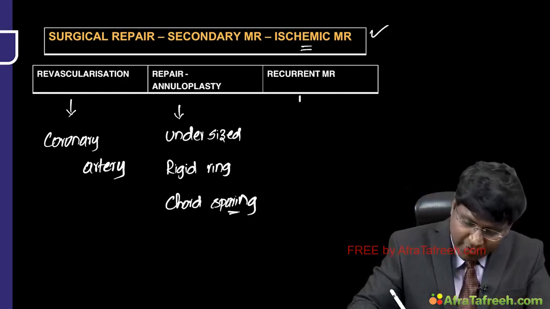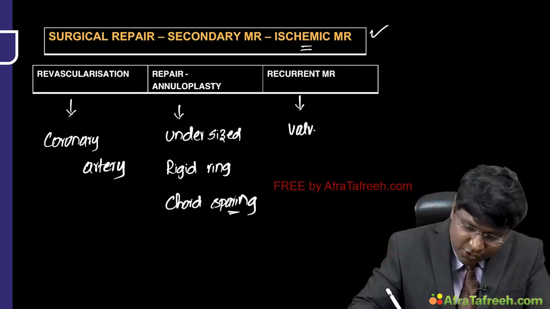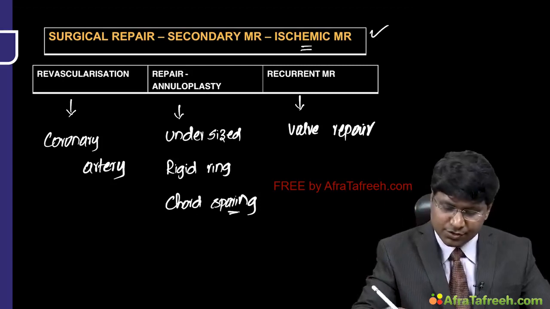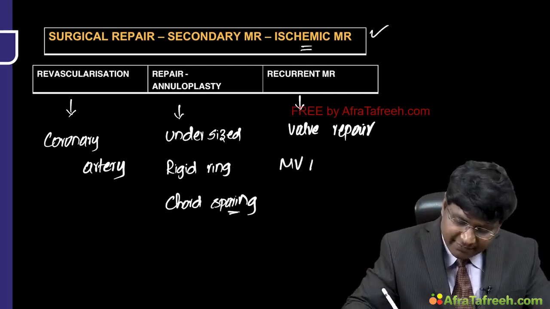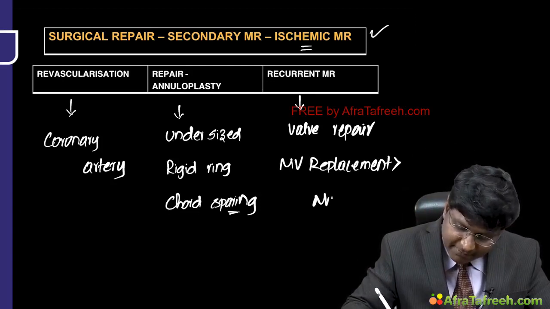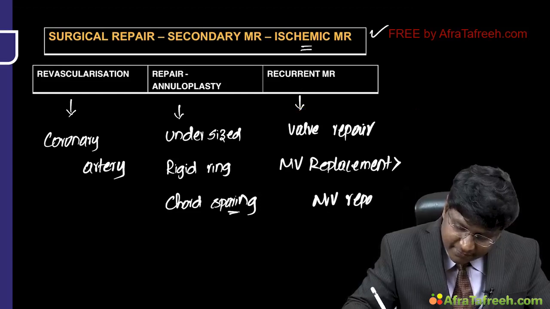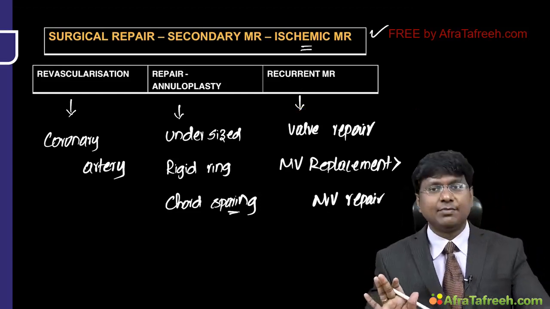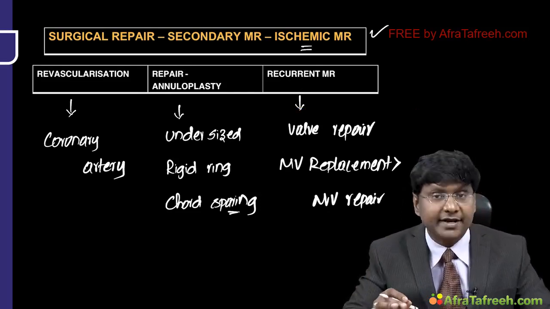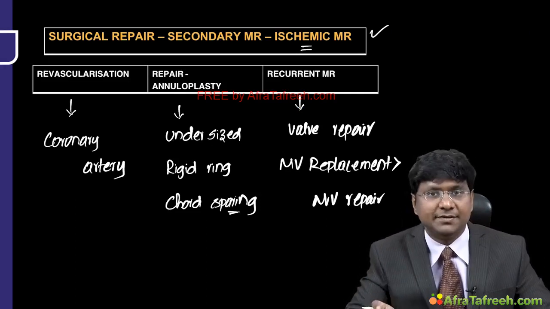But valve repair in case of ischemic MR is associated with recurrent mitral regurgitation over time. So that is the reason why mitral valve replacement is preferred in case of ischemic MR compared to mitral valve repair. Okay, so that is about the treatment of secondary MR secondary to ischemia, right?